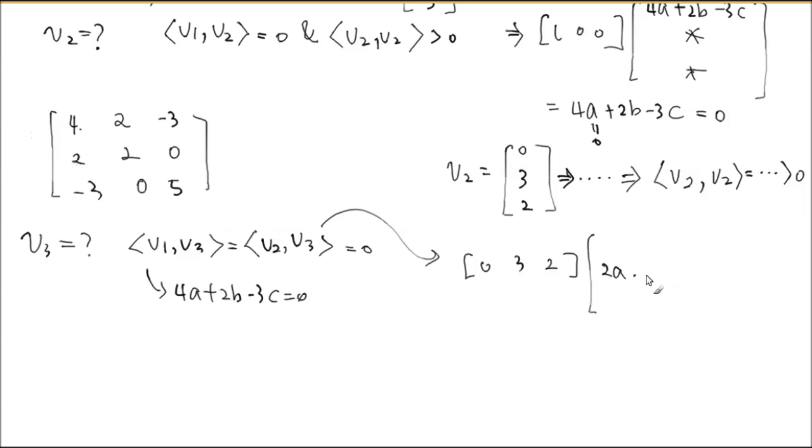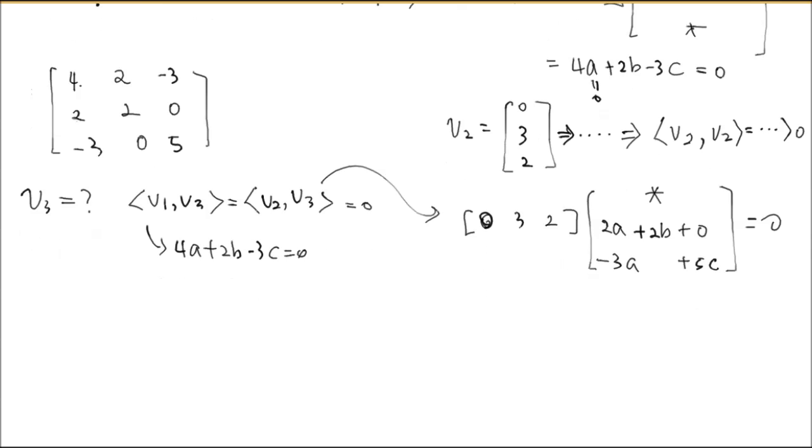So 2A, 2B plus 0. The first one doesn't matter because it's going to multiply to 0, right? What about the third one? ABC, so it's a 3A plus 5C. After multiplying ABC, that's the second and third vector. If you do that, it's supposed to be 0. That's this condition right here. Correct? All right.